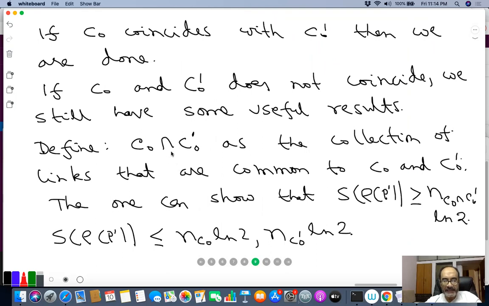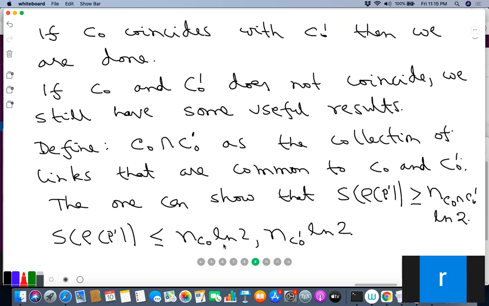No, but this is intersection. This is not a cut. The C0 intersection C0 prime is not really a cut. It's the number of common links, but none of these are cuts. C0 is a cut, C0 prime is a cut, but the intersection is not a cut. It may have just one link in common, for example, and one link is not a cut. So C0 intersection C0 prime is not a minimal cut because it's just not a cut.